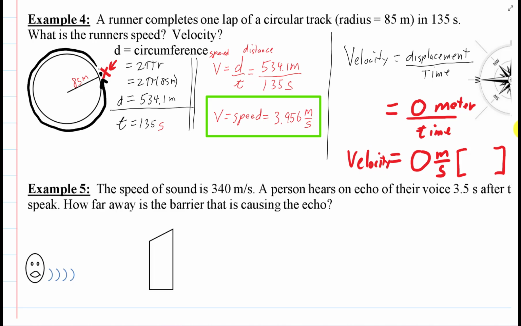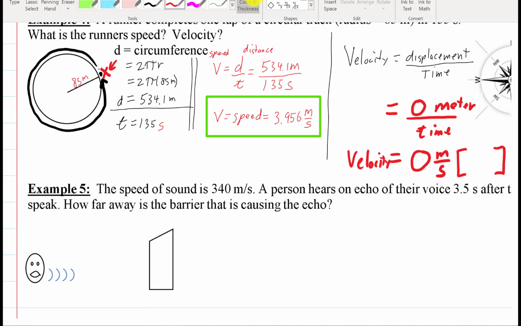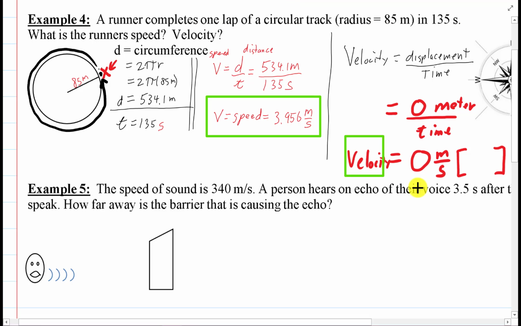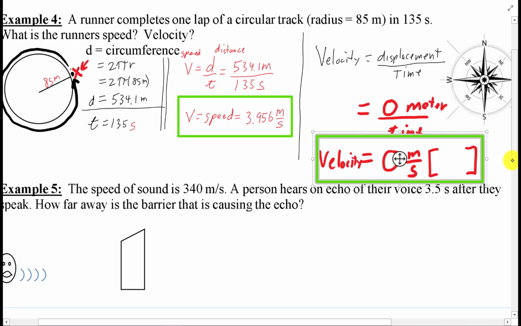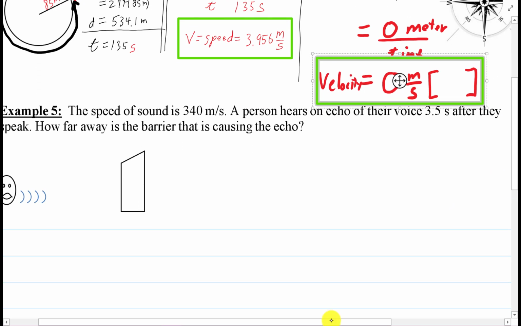Okay, what I'm trying to get at with this question is speed and velocity don't have to be the same, especially when you're not in a straight line, which we're not here. Speed doesn't need a direction, and velocity can be 0. Even though you have moved, velocity can be 0, and it only is when you arrive back at the same place that you started at. Let's move on with the next question.